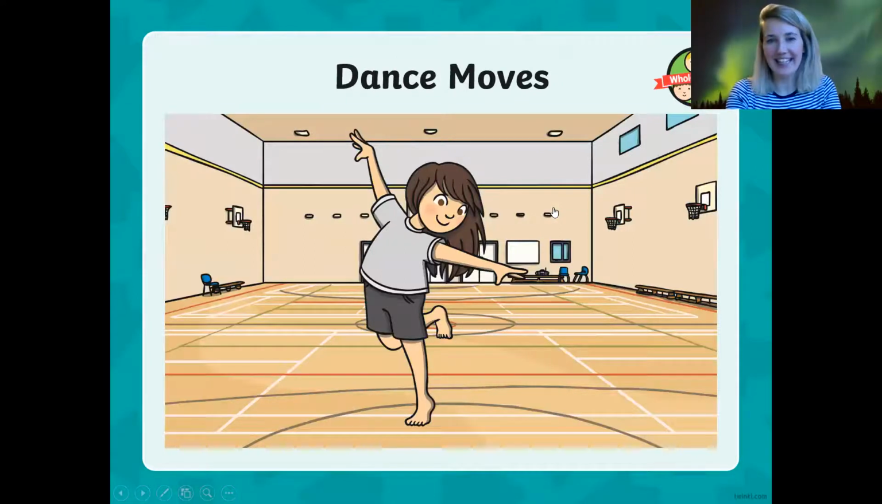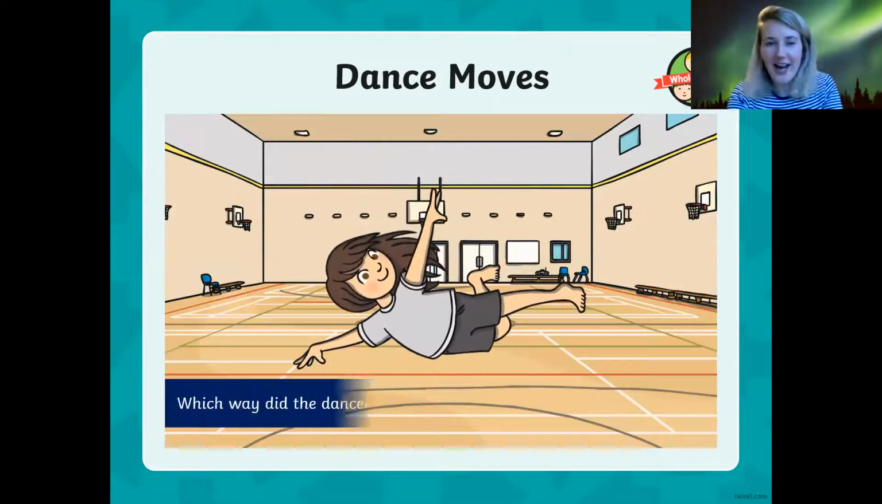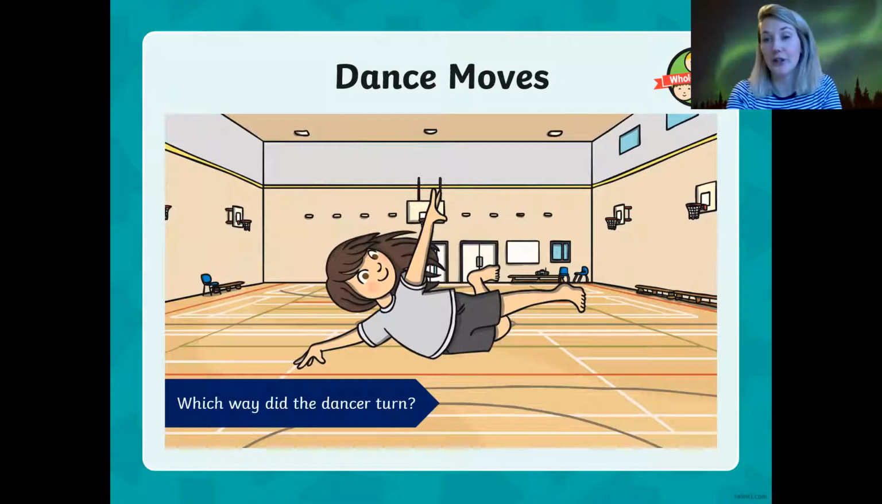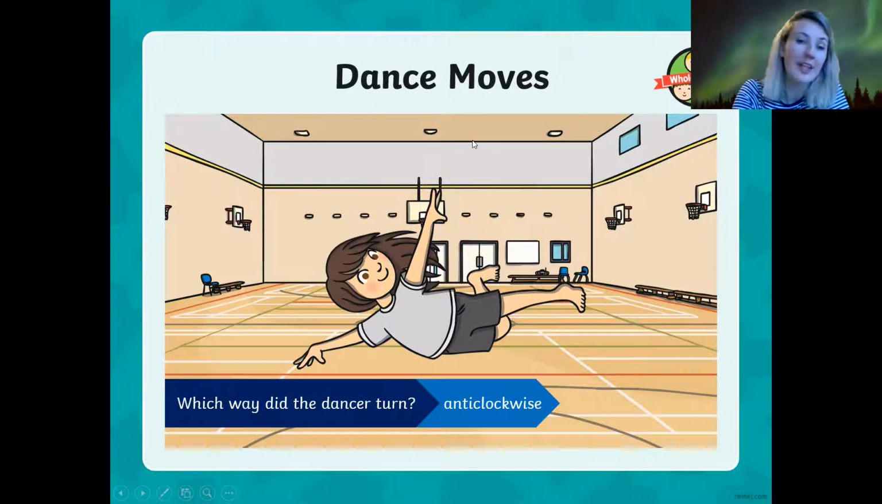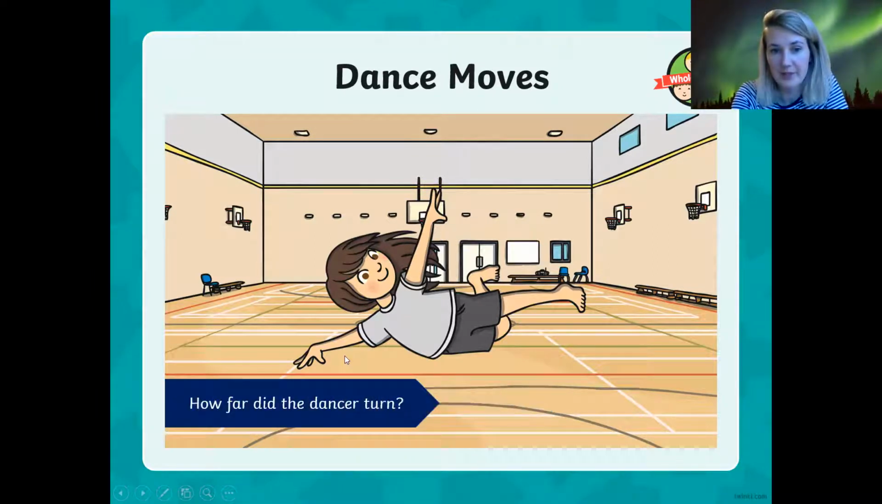Okay. Now, ready? Which way is she going? Which way did the dancer turn? Okay, she's going anti-clockwise. So if you think of a clock, tick tock, tick tock. Clocks go 1 o'clock, 2 o'clock, 3 o'clock. So if you move in the direction of a clock, it means you're moving clockwise. But she didn't go clockwise. She went the other way.